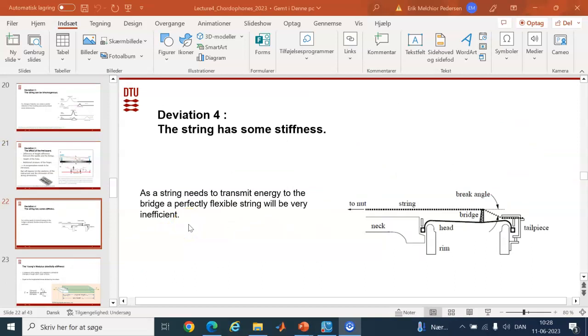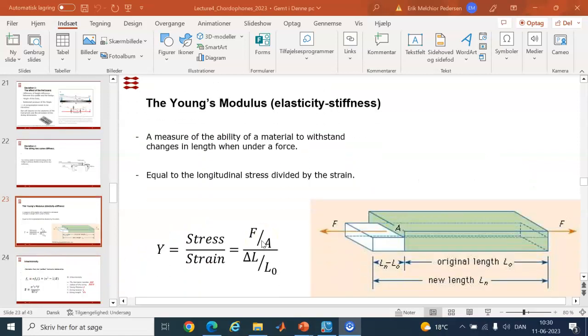And deviation 4, the string has some stiffness, as a string needs to transmit energy to the bridge. A perfectly flexible string will be very inefficient. And then there is the Young modulus, elasticity, stiffness. Young's modulus has the same unit as pressure, Newton per square meter.